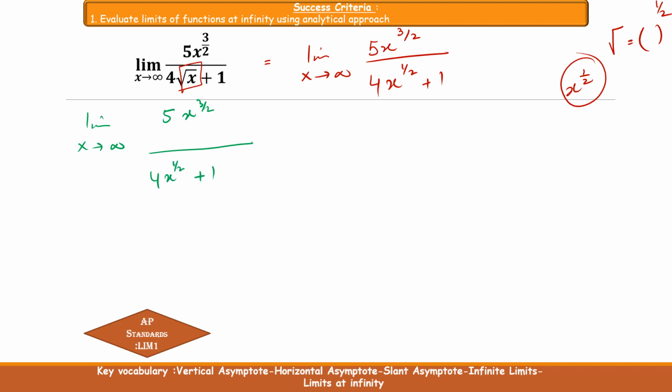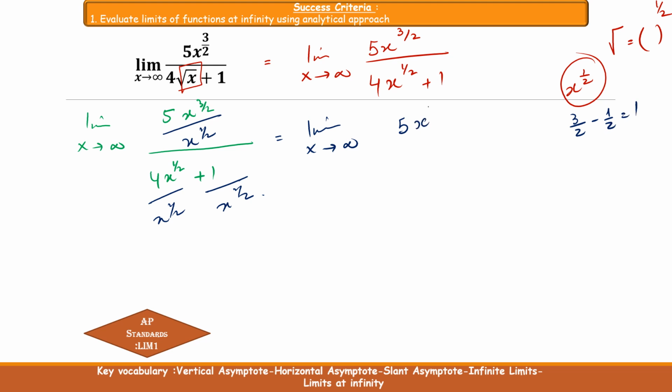And now divide each and every term by x to the power of half. Then we have to simplify. What to simplify? The bigger power minus lower power. So 3 over 2 minus half gives us 1. So we will have 5x power 1.